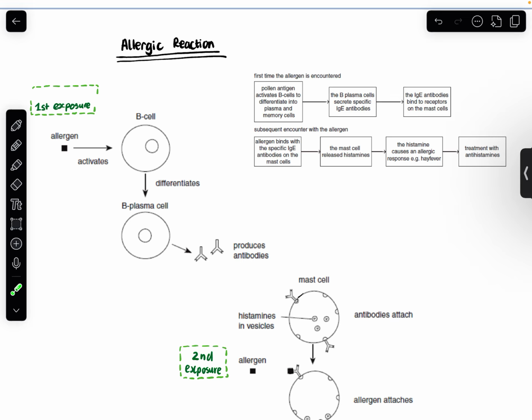Now, these IgE antibodies are going to go to mast cells and bind on mast cells. So on a receptor on the surface of a mast cell, they're going to go and bind to that receptor on the surface of the mast cell. Now, they will just sit there, not do anything really. They will just sit on that receptor, and so they won't do anything.